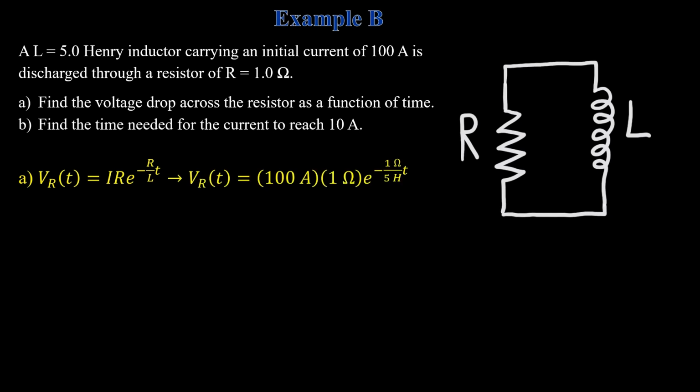So the current starts off initially as 100. Resistance is 1. So that's the initial voltage of 100 volts across the resistor. And then it drops over time.